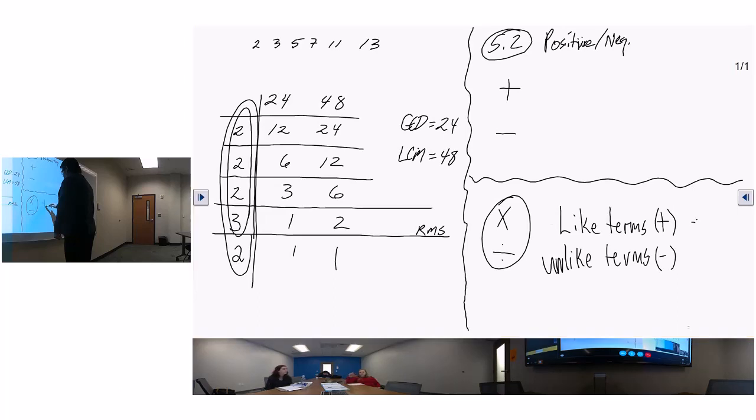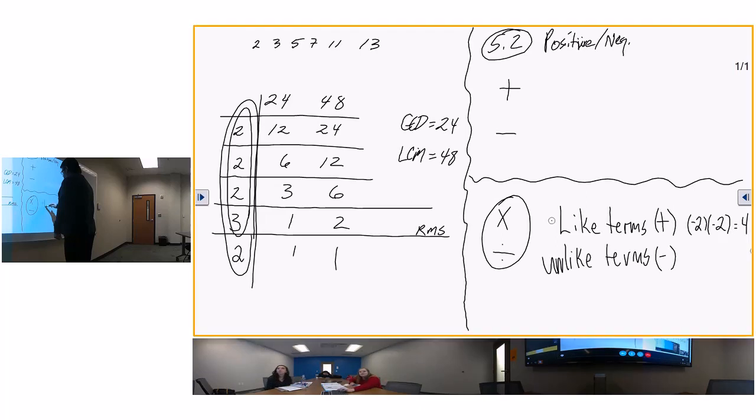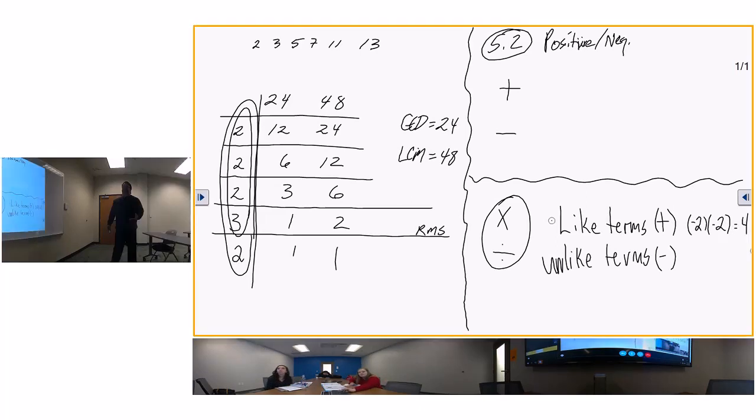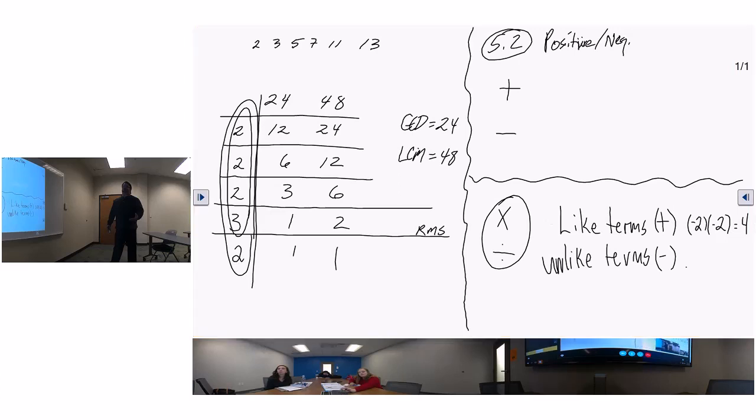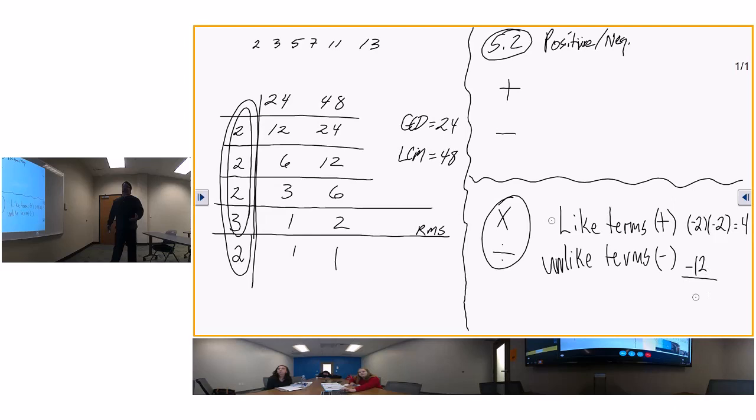What is negative 2 times negative 2? Positive 4. Okay, those are like terms. What is negative 12 divided by positive 3? Negative 4. These are unlike terms. Okay?